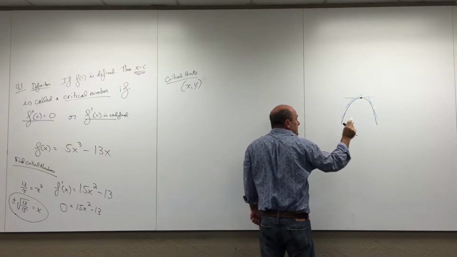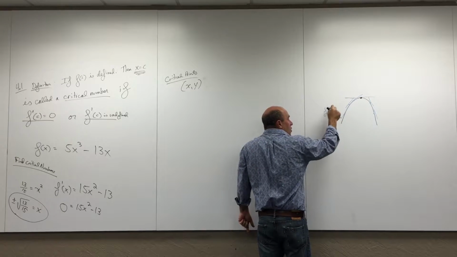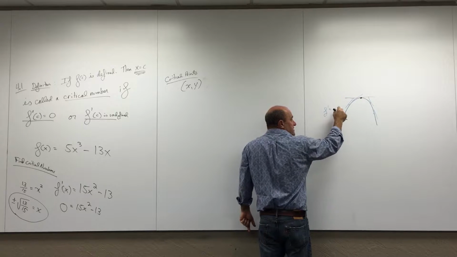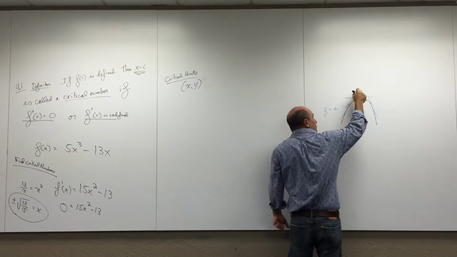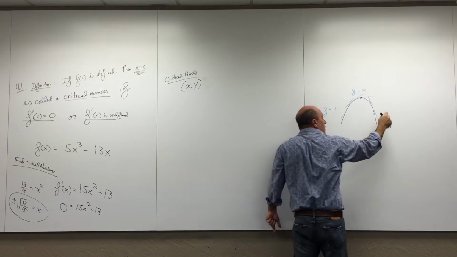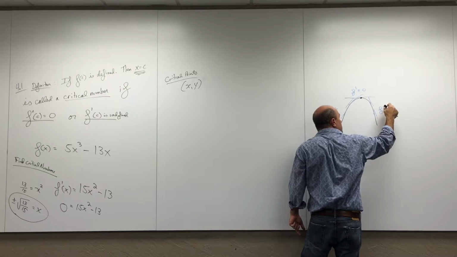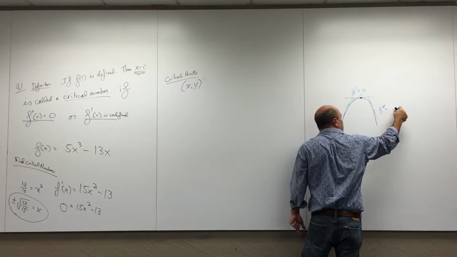All right, hang on. What did I just say? That the slope, the derivative, is positive. And right at the top, the derivative was 0. And over here, the derivative was negative.